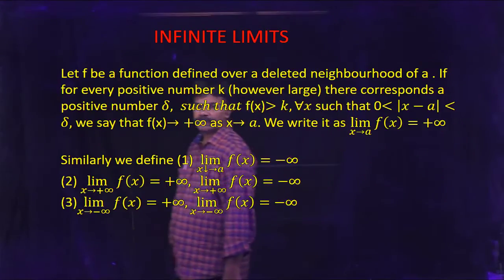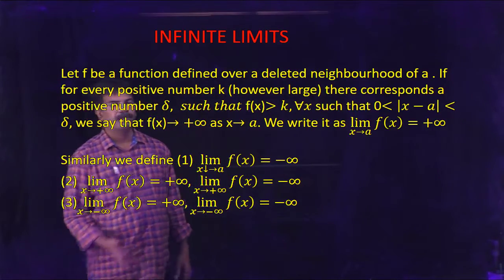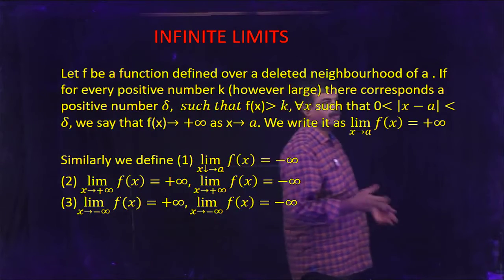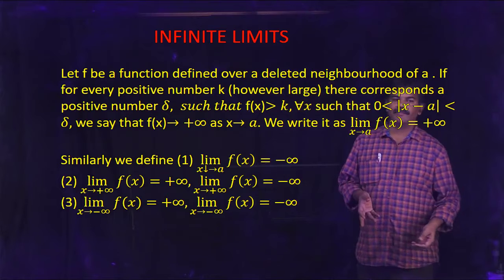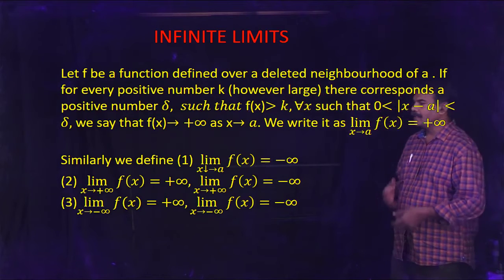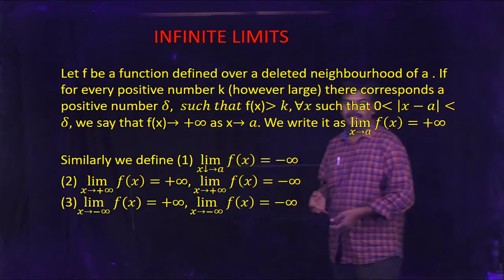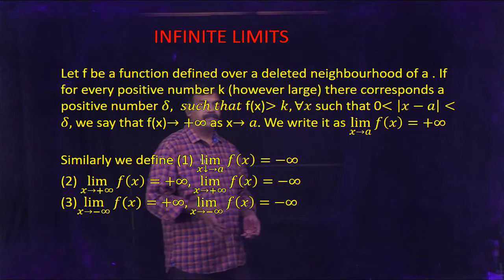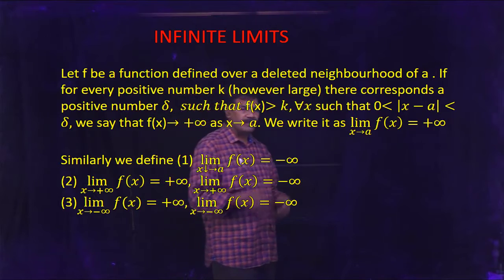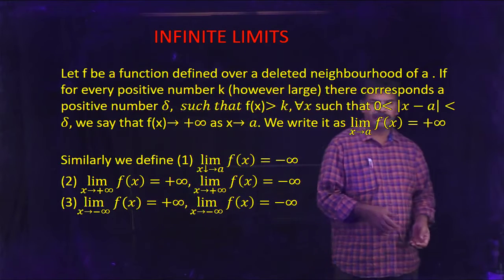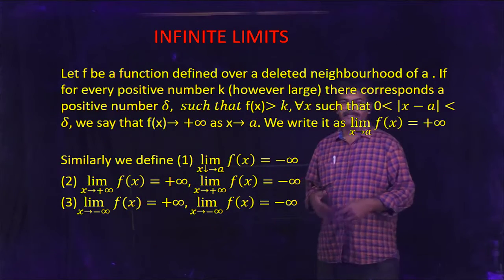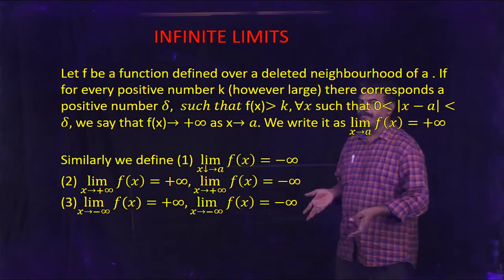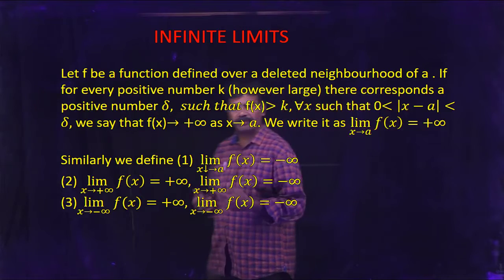Next one is infinite limits. Let f be a function defined over a deleted neighborhood of a. For every positive number k, however large, there corresponds a positive number delta such that f of x is greater than k for all x such that 0 is less than mod x minus a, which is less than delta. We say that f of x tends to infinity as x tends to a. We write it as limit x tends to a, f of x is equal to plus infinity. Similarly, we define limit x tends to a, f of x is equal to minus infinity.